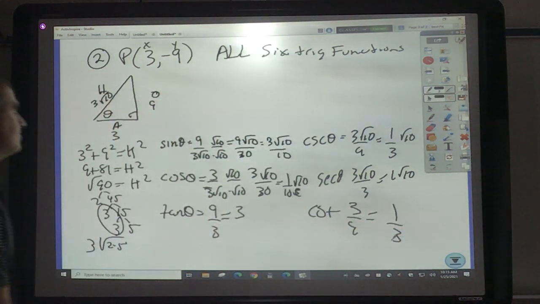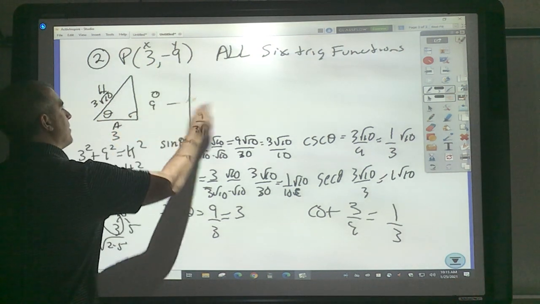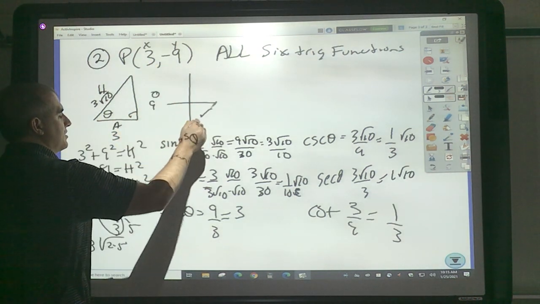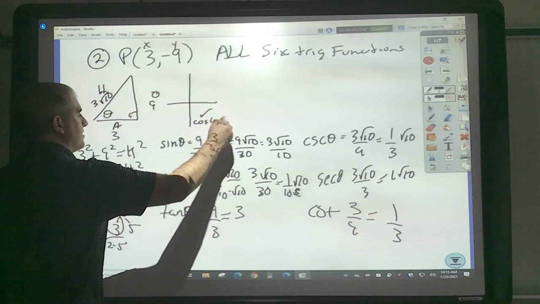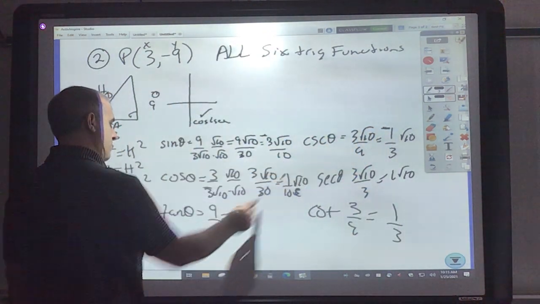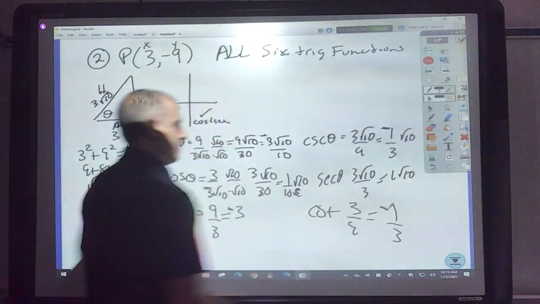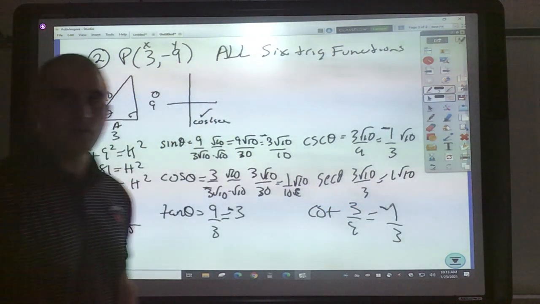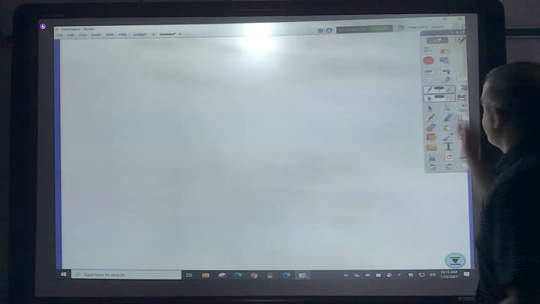Now, what quadrant would that be in? Well, how would I plot that point? 3 over, negative 9 down, which is here. Cosine and secant are positive. So this would be negative. This would be negative. These two would be positive, negative, negative. All right. Let's go on to the next type of question.